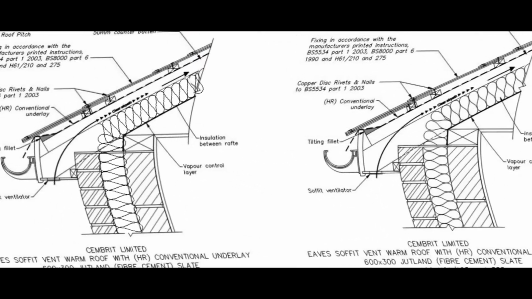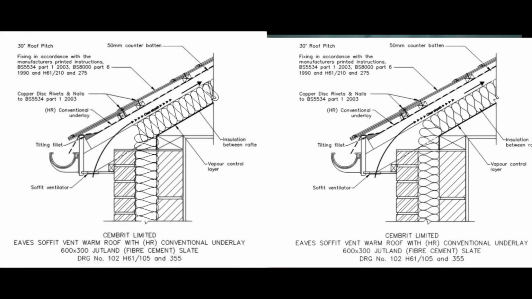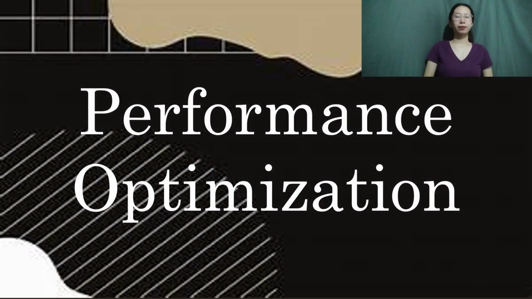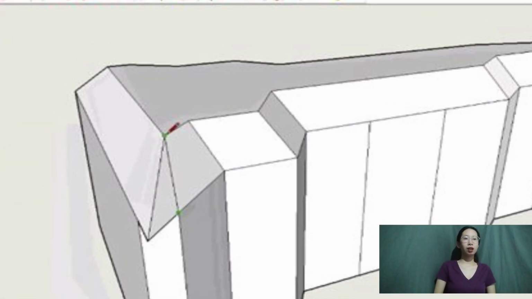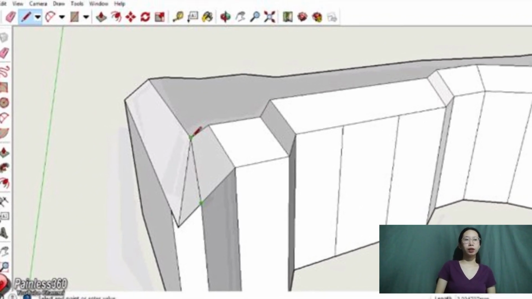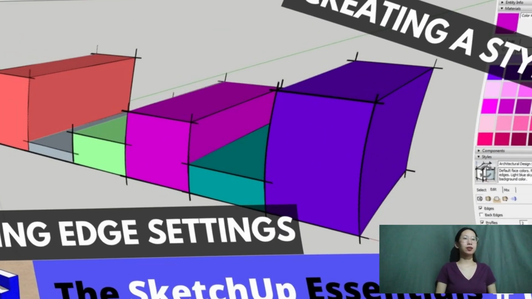This helps you make informed decisions about building materials, installations, and other factors that affect energy efficiency. Performance optimization. SketchUp is designed for fast and efficient performance even in complex models. The software uses cutting-edge technology to optimize your workflow and reduce the time it takes to complete your projects.